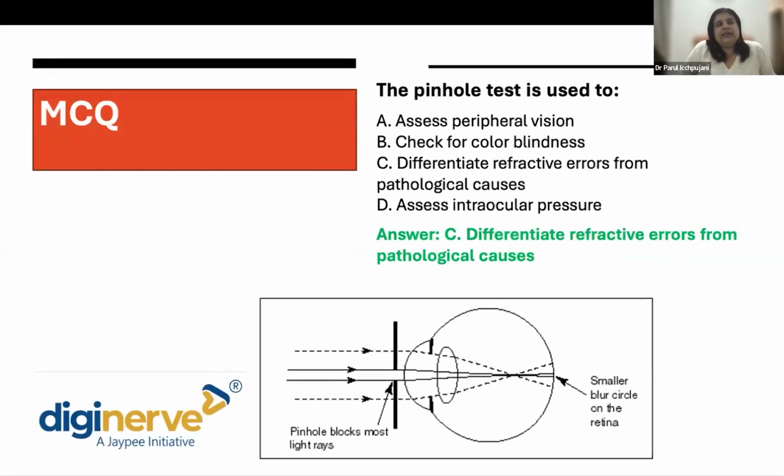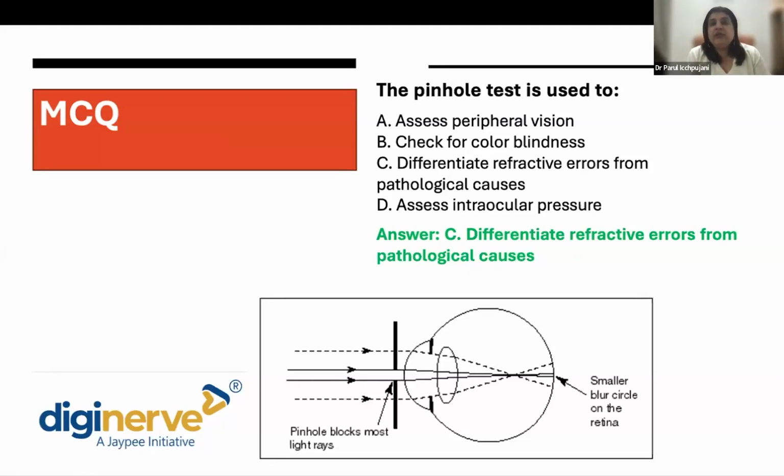Another question related to visual acuity assessment can be using a pinhole. So once we check uncorrected visual acuity, we put a pinhole in front of the eye. There is a smaller blur circle which is formed on the retina. So the pinhole test is used to differentiate refractive errors from pathological causes. So if the vision improves using pinhole, that means there is a refractive error.